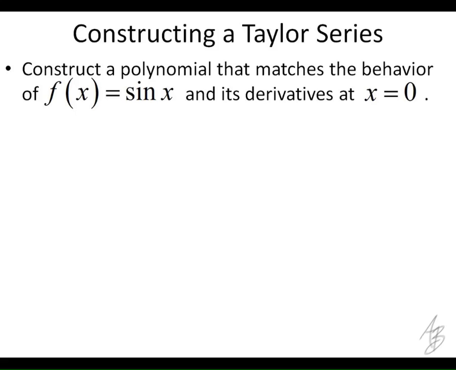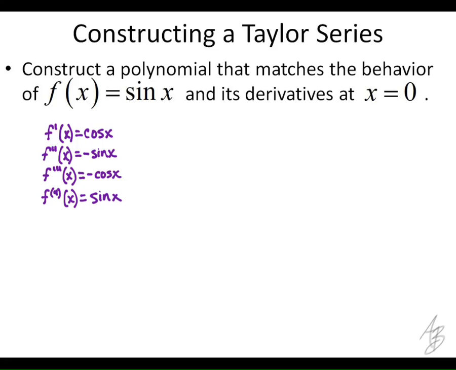Since we want our polynomial to match the behavior of sine and its derivatives, we'll start by taking derivatives of sine. And we'll see pretty quickly here that there's going to be a pattern, and this pattern is going to allow us to write an infinite polynomial that is going to match the behavior. This is not always going to be the case. We won't always be able to write an infinite polynomial, but in this case we will, because the fourth derivative here is sine, so it's going to repeat.